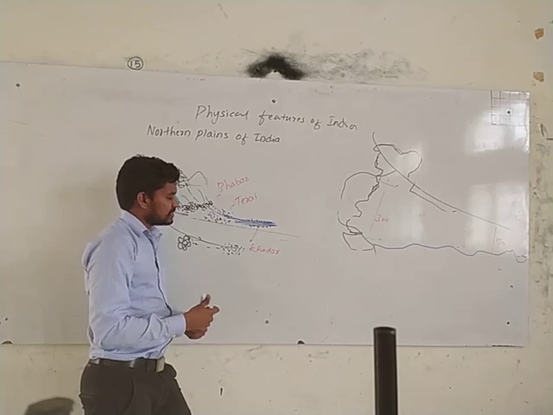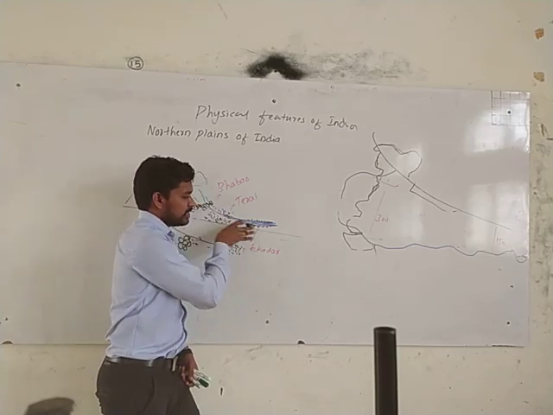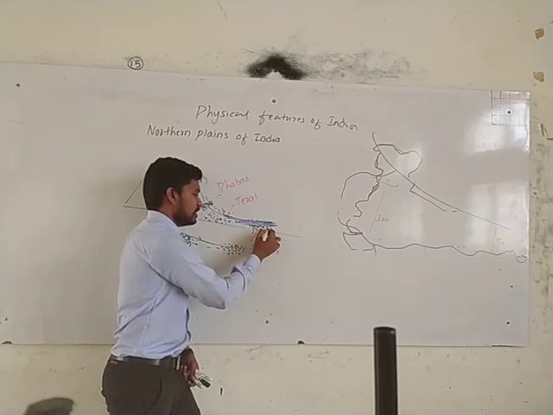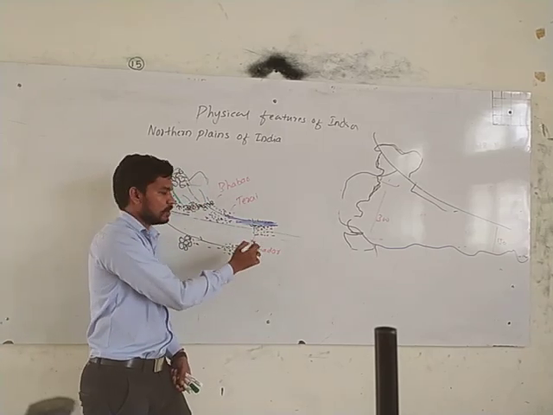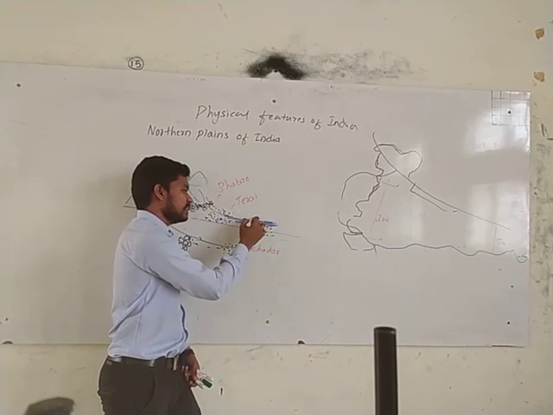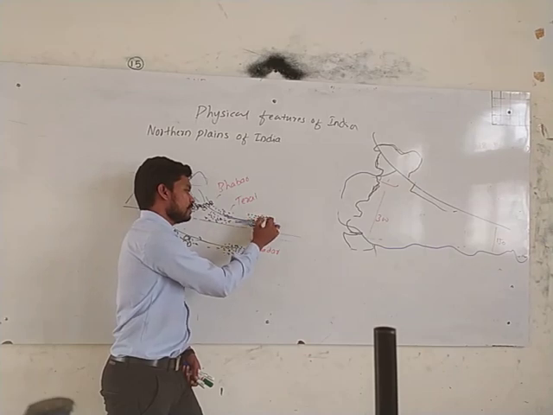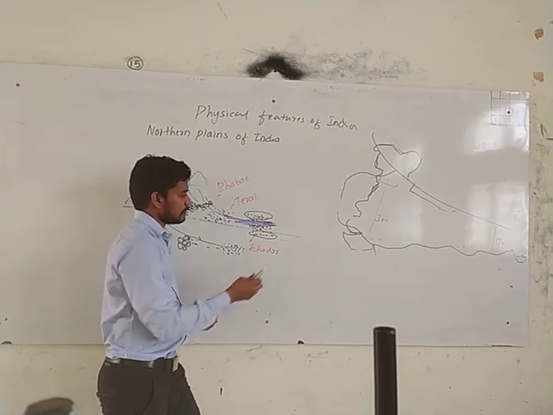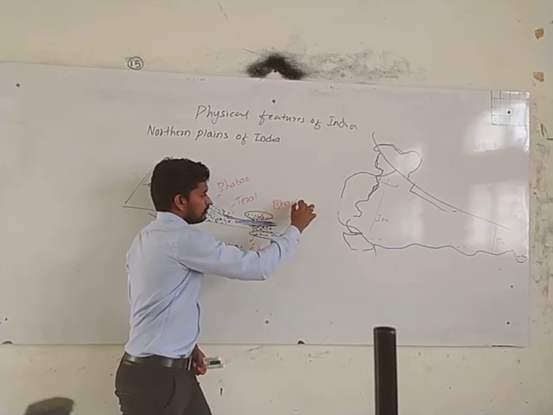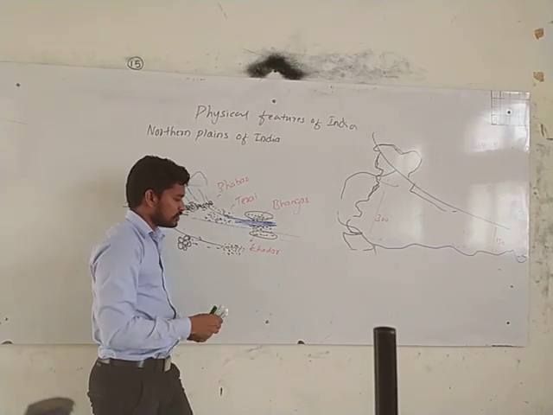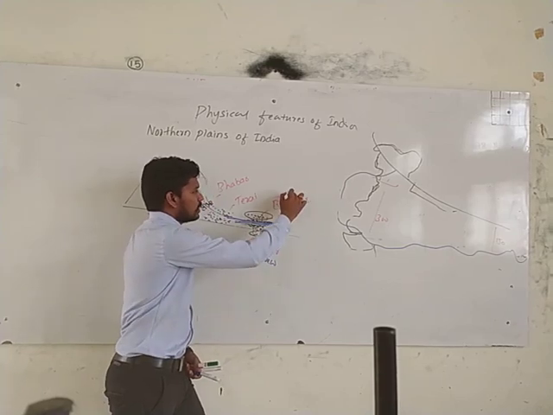Then when the same process happens again, the new soil is deposited over here and the old soil moves away from the river stream. Over the old soil, the new soil is deposited, and the old soil goes somewhat away. This old soil is called Bangar. The Khadar is the new alluvial soil, and the Bangar is the old alluvial soil.